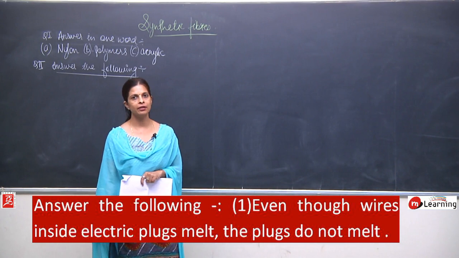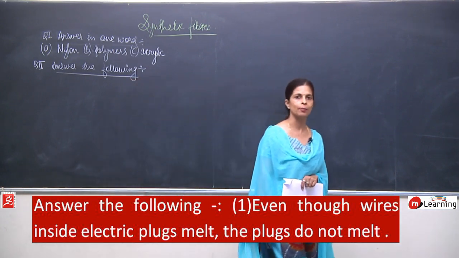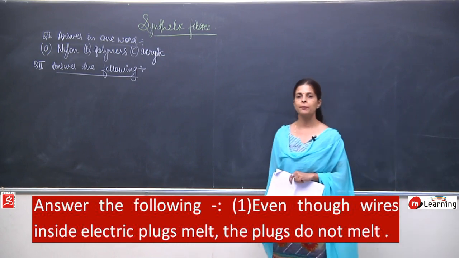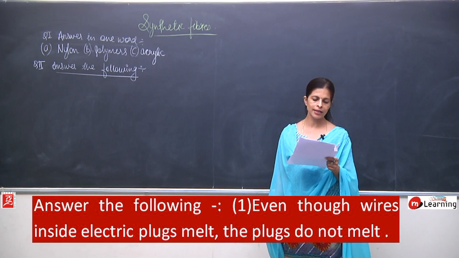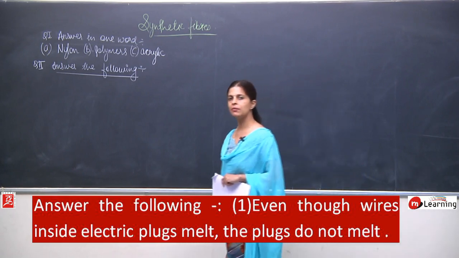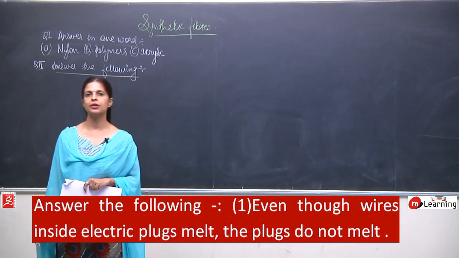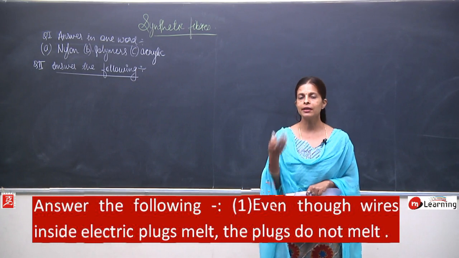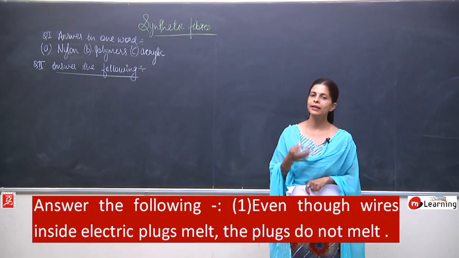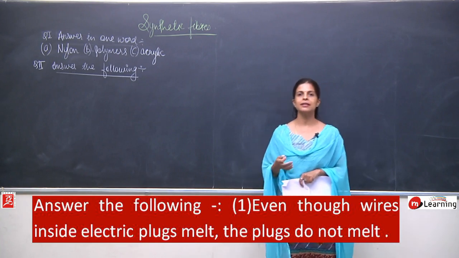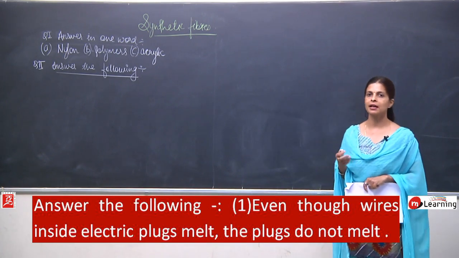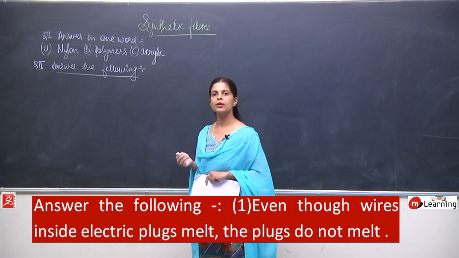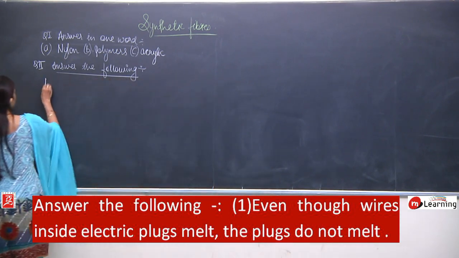So children, inside the wire, that means wires are made up of what, children? Copper. Copper is the good conductor of electricity, and obviously when more current will come, it is going to melt. But then wires inside electric plugs. So why does the plug not melt, children? Because it is made up of the product which is a bad conductor of electricity. Obviously when the bad conductor of electricity is there, whatever is the strength of the current, whatever amount of current is passed into that, it won't allow it to pass through them, and that is the reason the plugs do not melt. Why? Because the plugs are made up of the bad conductor of electricity, and only this one is the only question which they have asked. So it is basically electric plugs are made up of bad conductor of electricity.